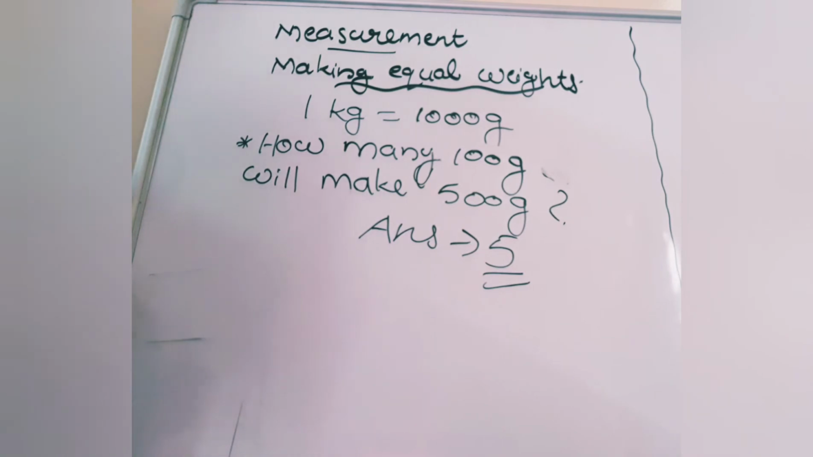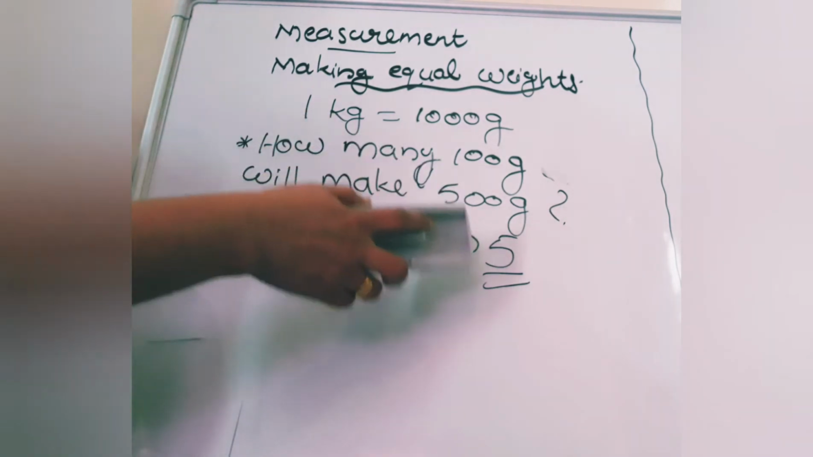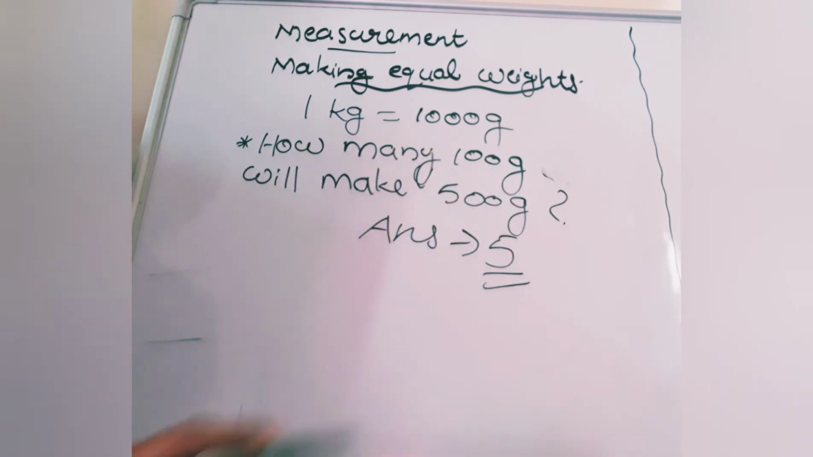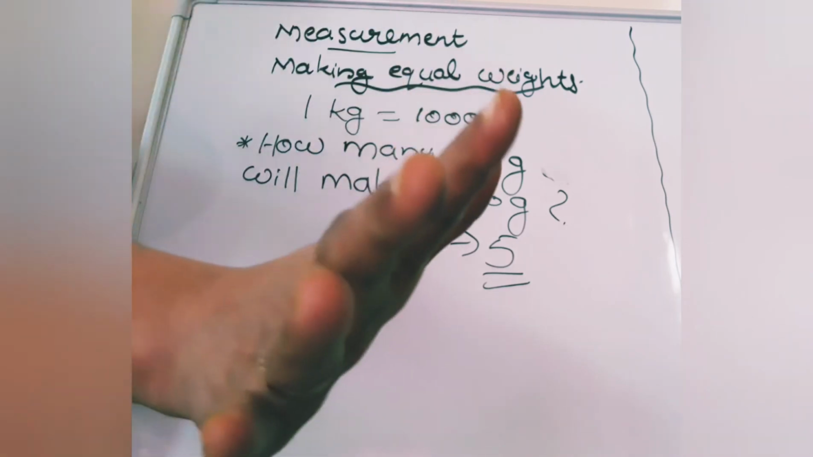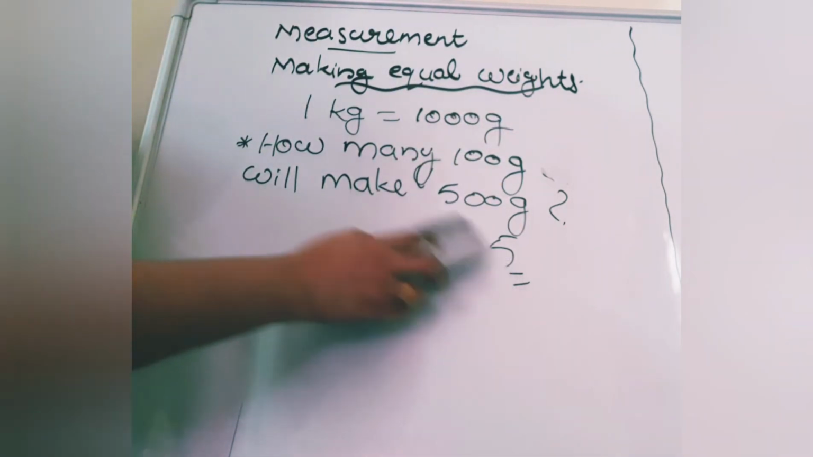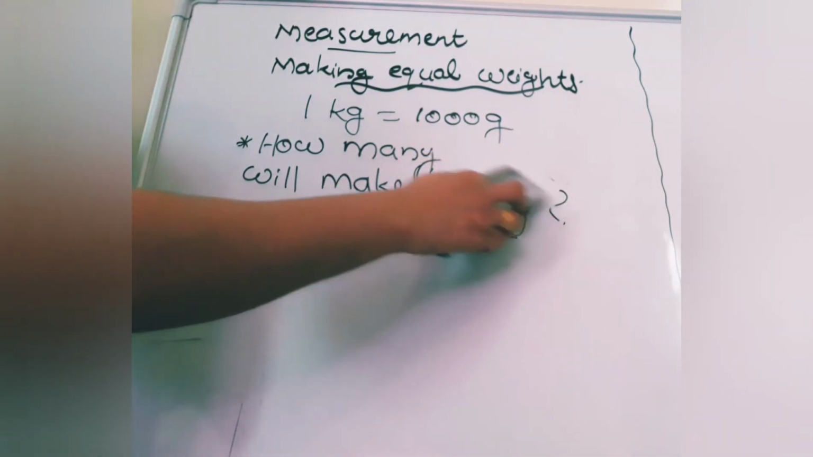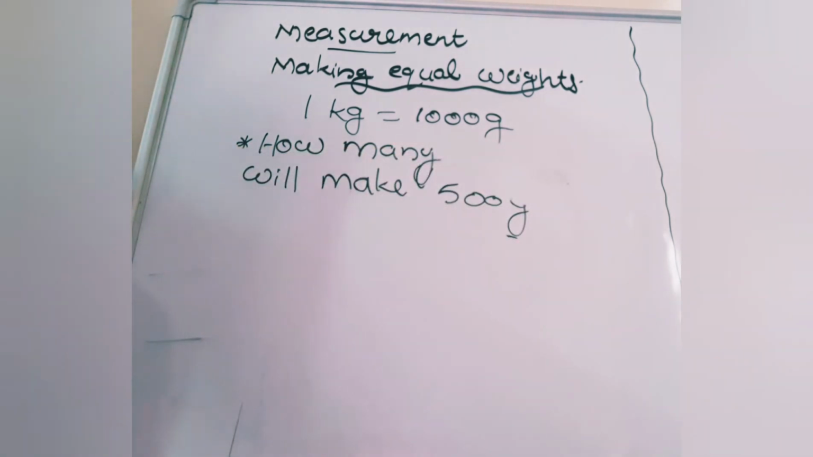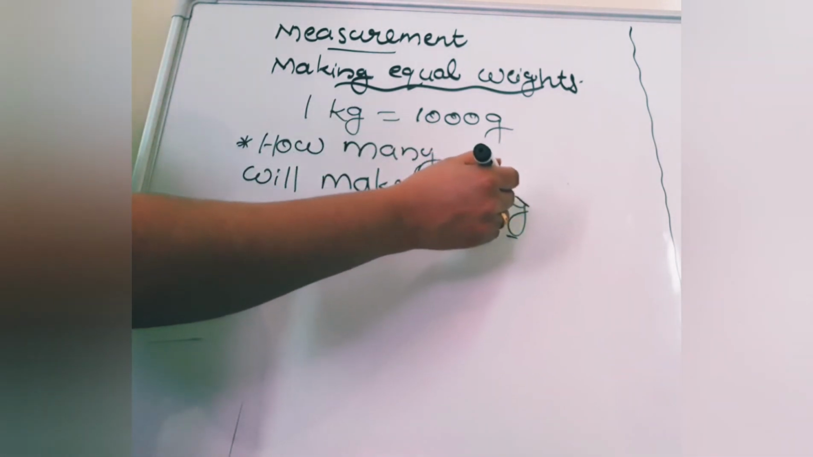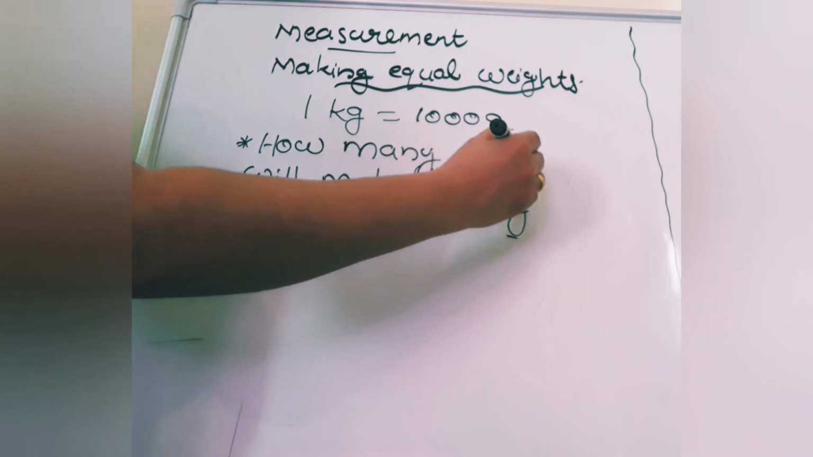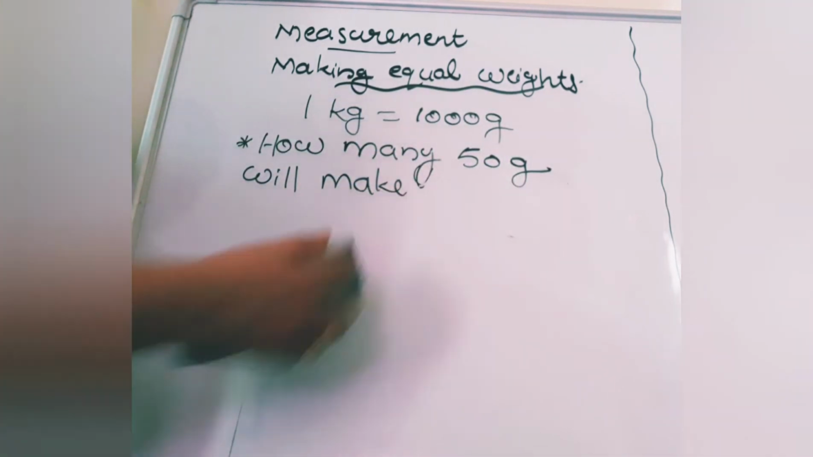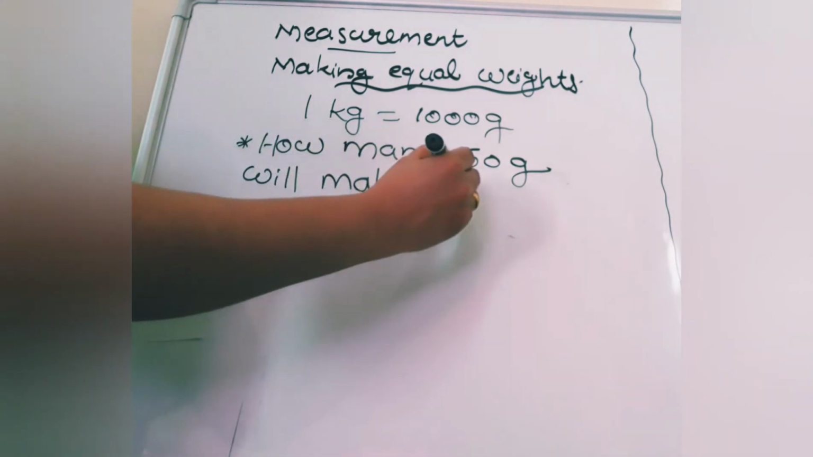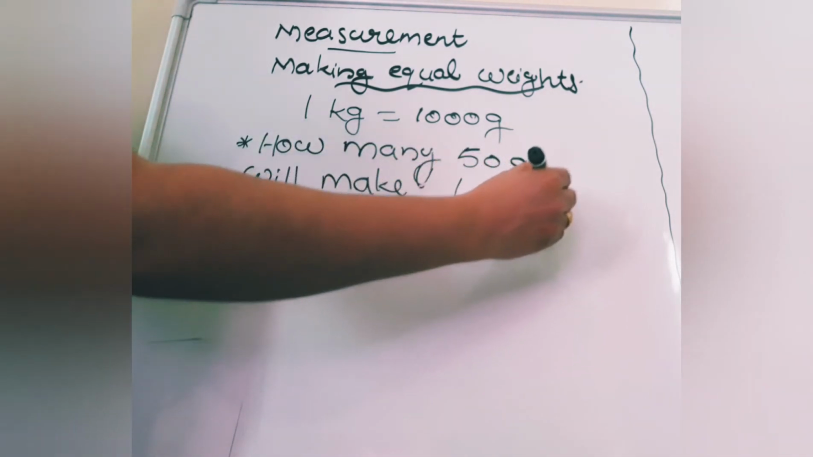5 times 100 is equal to 500 grams. So when you come, 100 plus 100 plus 100 plus 100 plus 100, so 5 times. Okay. Now there can be another question like that. How many 50 grams will make 1000 gram or 1 kg? So this is a little bit you have to think and do.